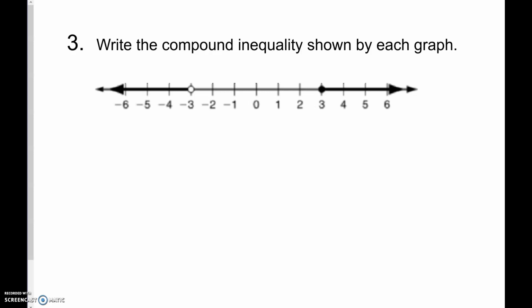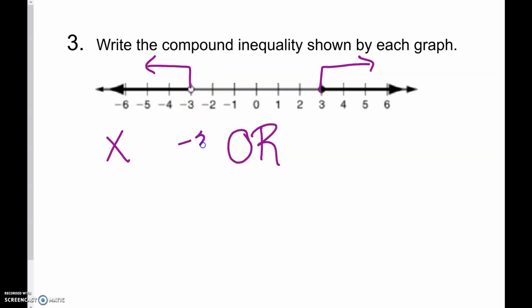Number 3 wants us to write this compound inequality. Well, if we look at this, the shading is going this way. And the shading is going this way. So it's going out. So that means I'm going to have an or problem. And every time I write these, I always like to write my x first, then my symbol, then my number. So the first number here that I have is a -3. And if we look from 3, my numbers are getting smaller, smaller, smaller, smaller.